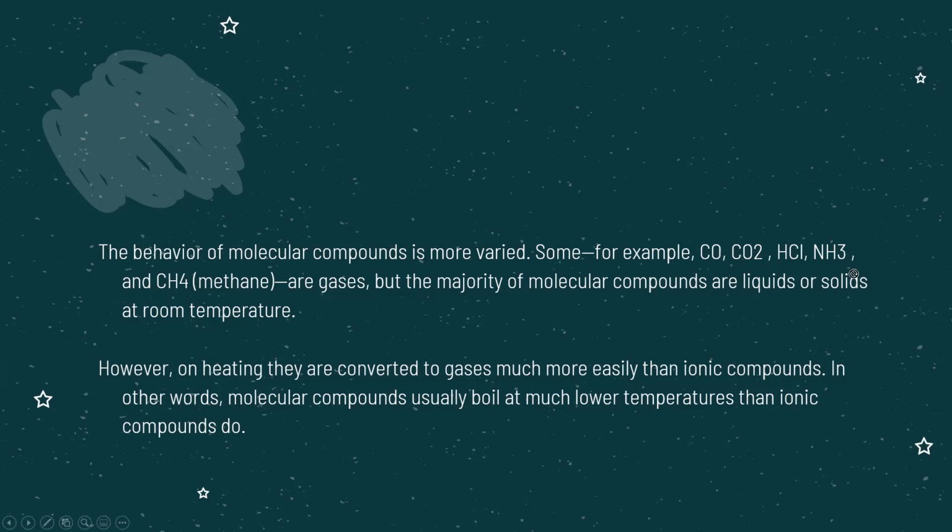Now NH3. Remember how NH3 could be a base because it can form NH4, ammonium. So NH3, you get another hydrogen, it becomes ammonium. That's why it's also a base. But it also tends to be a gas. And also CH4, methane. That's in your natural gas, so that's obviously a gas. The majority though are either liquids or solids at room temperature.